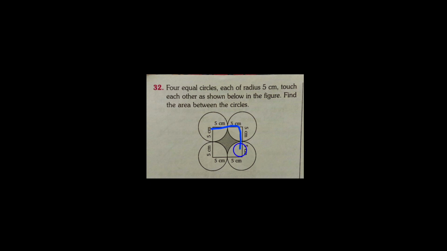From this square, you have to subtract these 4 quadrants, and the radius of a quadrant is 5 centimeter. So with the help of question 30, you can solve question number 31 and 32.